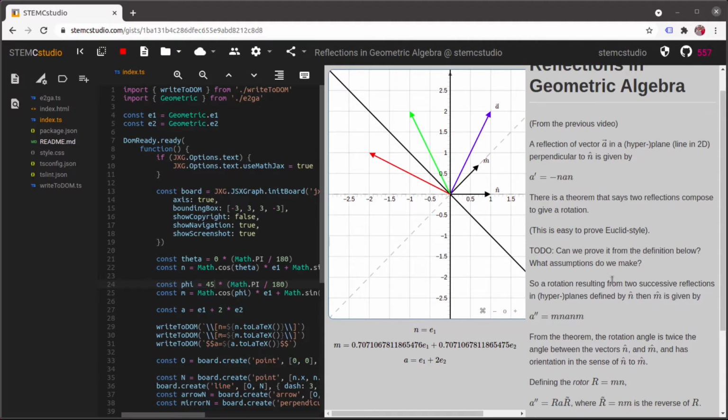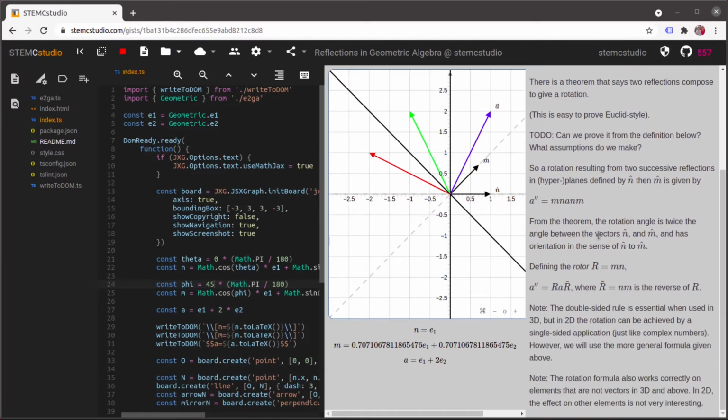Now, we can separate out this initial MN and give it a different name and call it a rotor. By convention, we use the symbol R. And then we can write our rotated vector as the rotor multiplied by the original vector and then multiplied by the reverse. That little tilde sign over the top of the R, recall, means the reverse of R, and the reverse of R is, of course, n times m, which is what we have here.